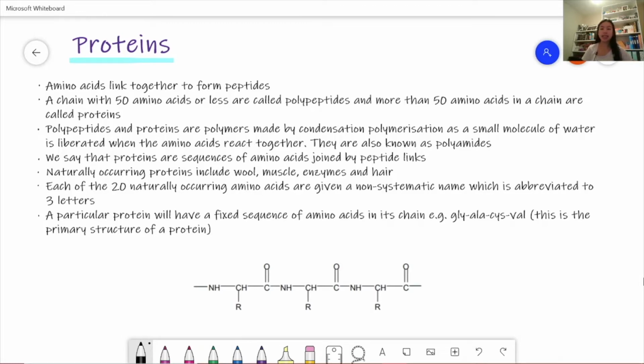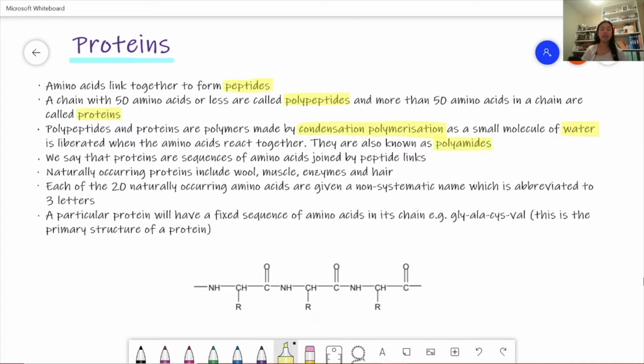Now I'm going to introduce proteins. So amino acids link together to form peptides, and a chain of 50 amino acids or less is called a polypeptide, whereas a chain of more than 50 amino acids is called a protein. Polypeptides and proteins are both polymers which are made by condensation polymerization. What we mean by that is that a small molecule is liberated when the amino acids react together, and in this case it's water. These polypeptides and proteins are also known as polyamides.